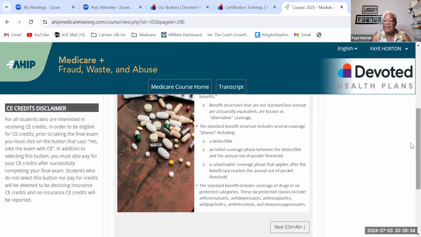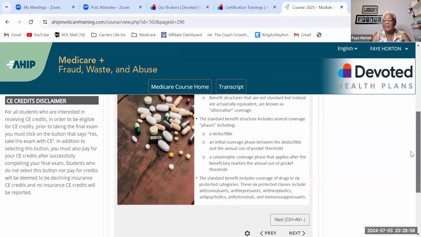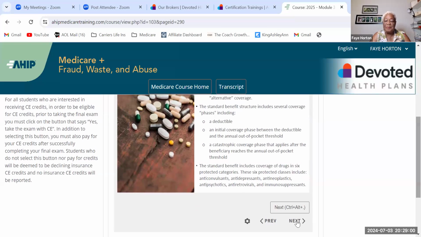These 6 protected classes include anticonvulsants, antidepressants, antineoplastics, antipsychotics, antiretrovirals, and immunosuppressants. Whew. Big words.